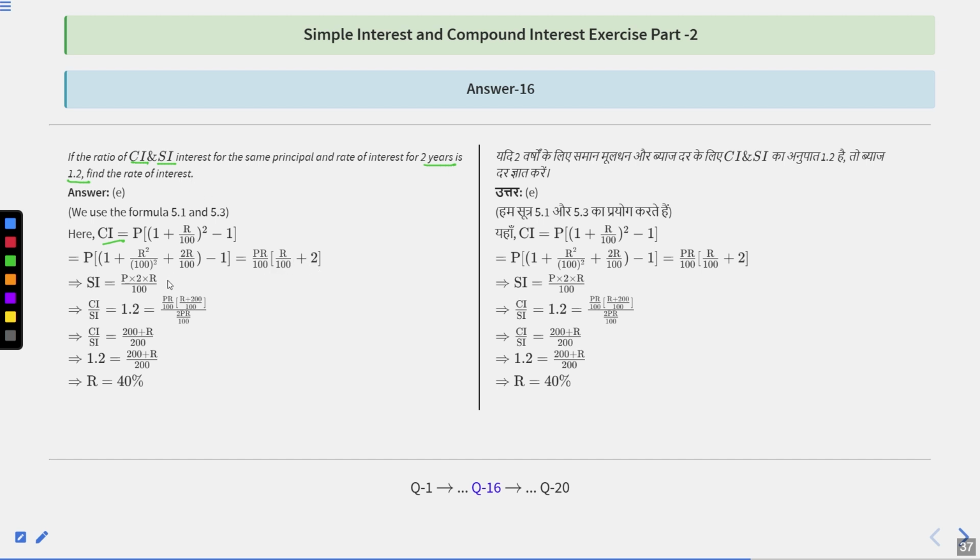And the formula of simple interest is PRT upon 100. So for T equal to 2, we get 2PR upon 100. Now the ratio of compound interest and simple interest is 1.2. Clear? And we take the ratio by the formula. So Pr/100 in the bracket (r + 200)/100 upon 2PR/100. So when we calculate it, we get R equals 40%. So E is the correct answer. Clear? Next one.